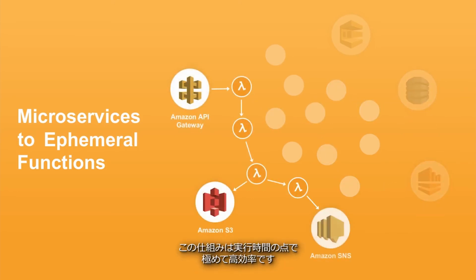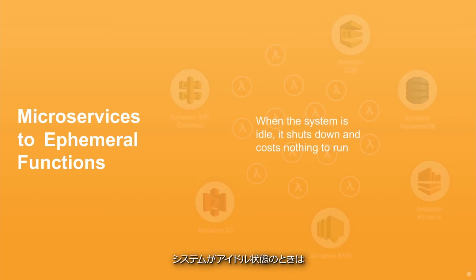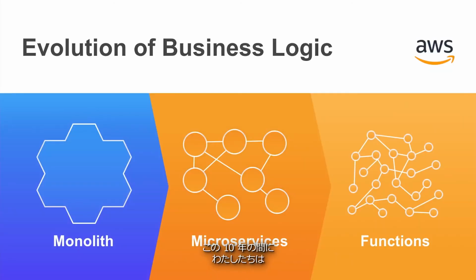By doing this, it's incredibly efficient in terms of runtime, because whenever the system is idle, it shuts down and costs nothing to run. Everything is always 100% utilized, and it turns out these functions we're writing are really short and easy to write, and it's very fast to develop these systems too. So we've seen over the last decade, really, moving from monoliths to maybe 5 years ago when microservices emerged, and right now we're starting to see functions pick up as a new paradigm for building new business logic.